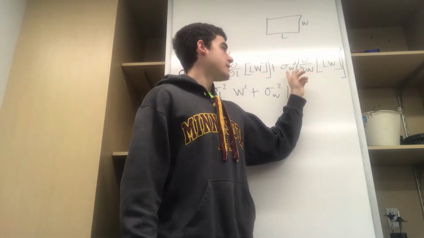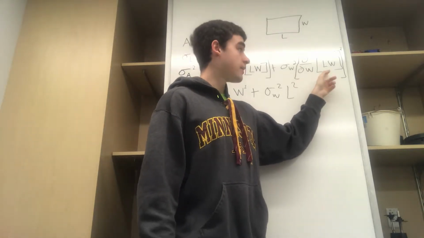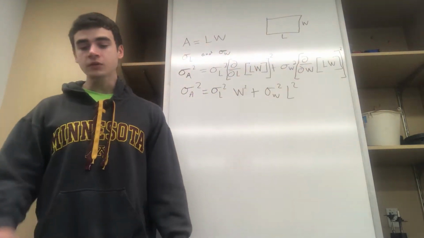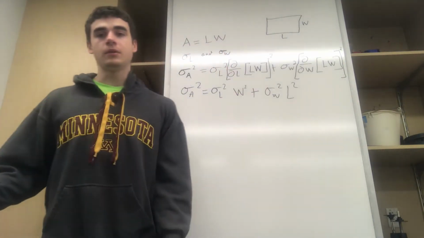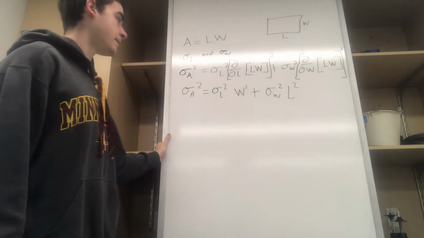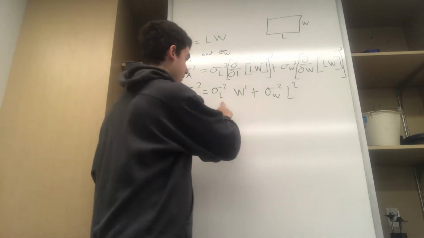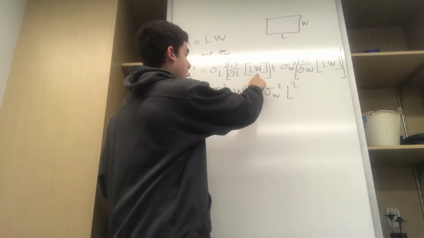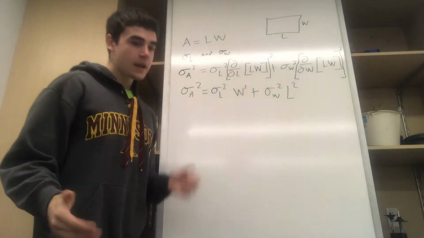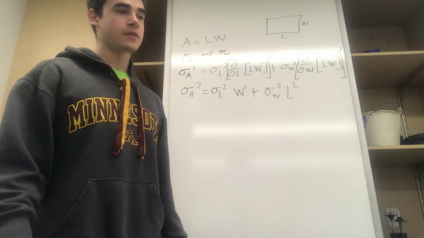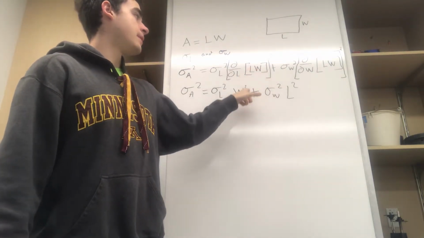Now that's added to the uncertainty in the width squared times the partial derivative with respect to the width of your formula for the area. Now we treat length as a constant and we differentiate with respect to w. So when you plug all that in, you get that the uncertainty in the area squared is the uncertainty in the length squared times the width squared. Because if we take the derivative of this, it's just w, like differentiating x, but you're differentiating L this time. So this ends up just being w, and then you have to square it.